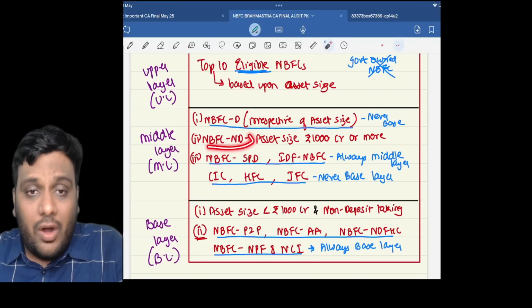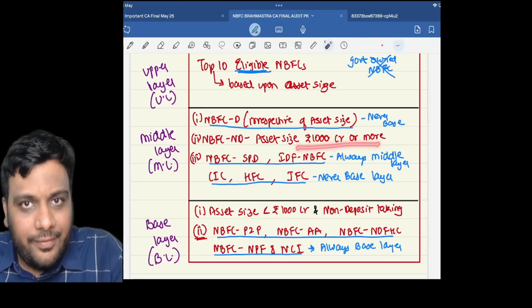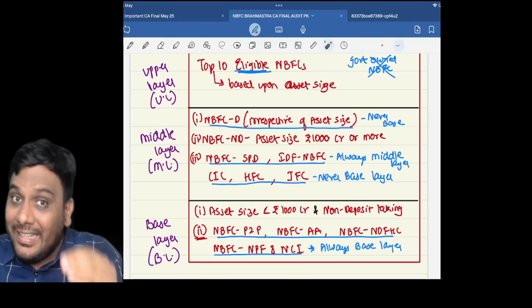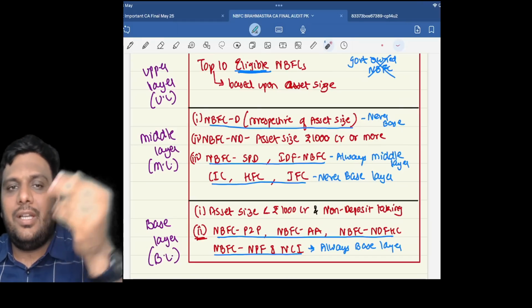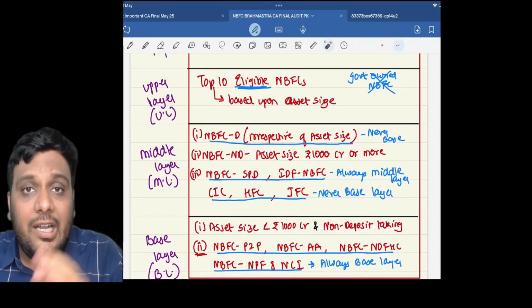If an NBFC is not accepting deposits and its asset size is 1000 crore or more, because less than 1000 crore is in the base layer, so 1000 crore or more is the middle layer. All right. Then NBFC standalone primary dealer.